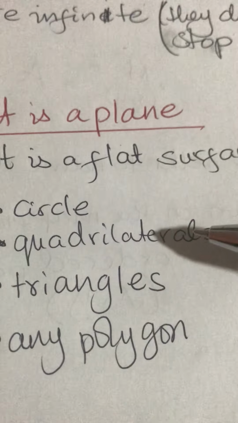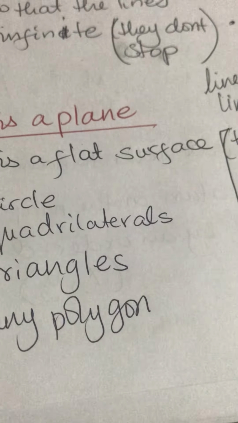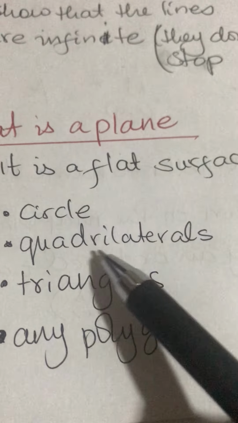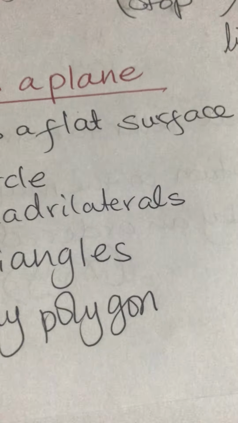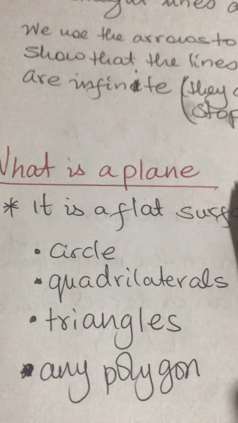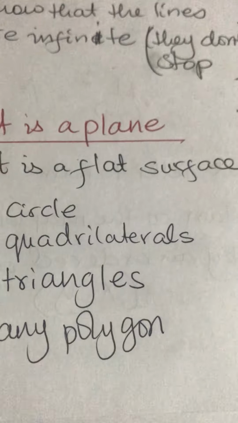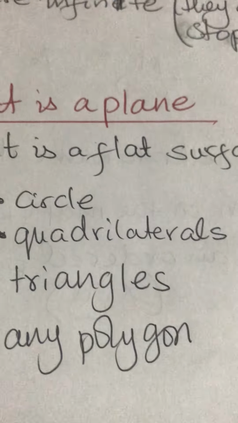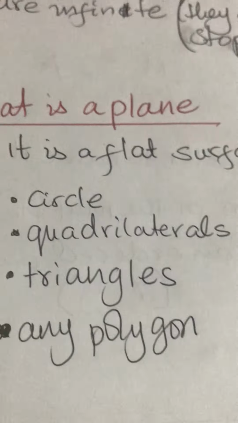Circles, quadrilaterals, that means a square, a rectangle, a trapezoid, a kite, a parallelogram, a rhombus. Triangles: equilateral, isosceles, scalene, obtuse, acute, right triangle. You should know this from grade 7. All triangles are planes. Okay? All polygons are planes. Pentagons, hexagons, decagons, nonagons, octagons. So any polygon is a plane. You must remember these.